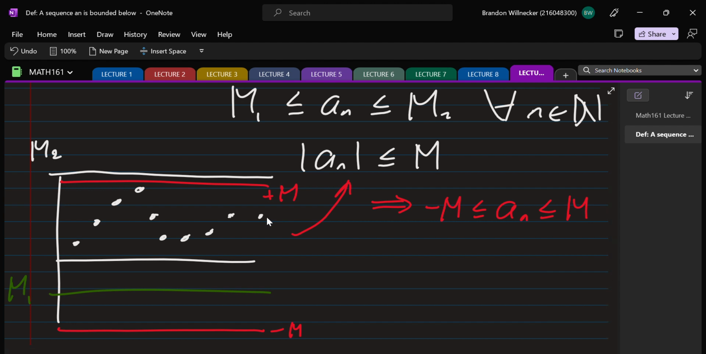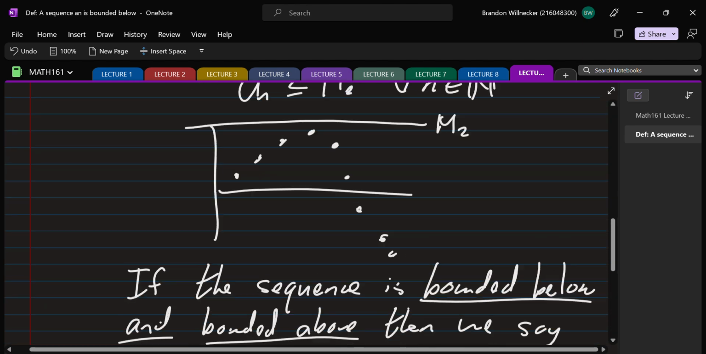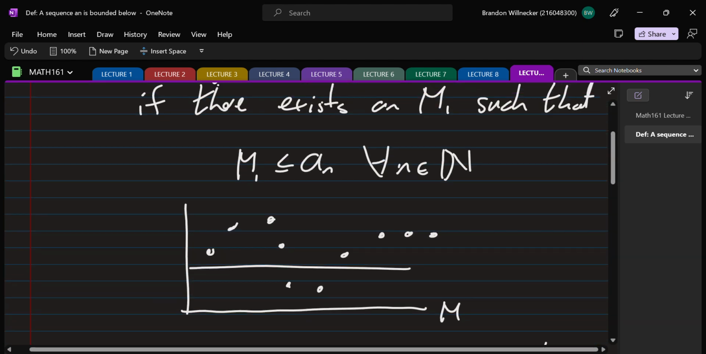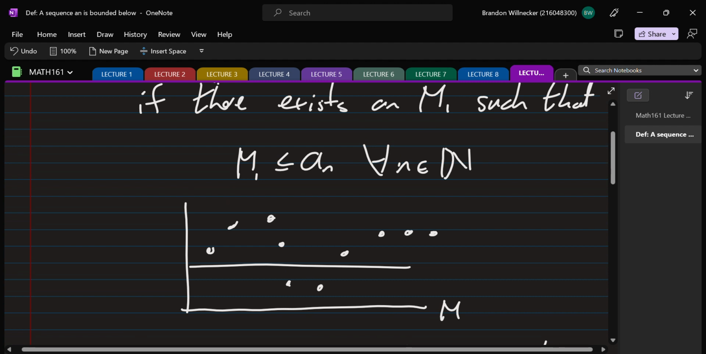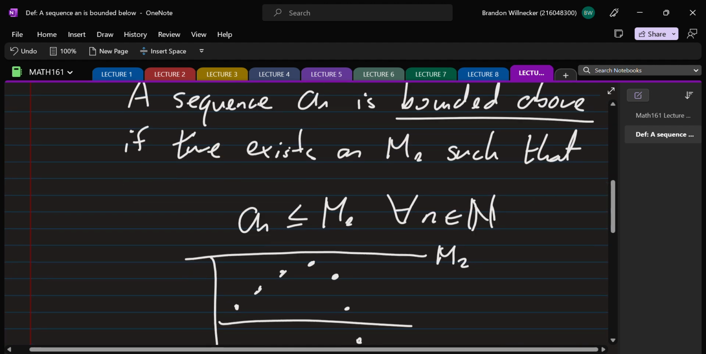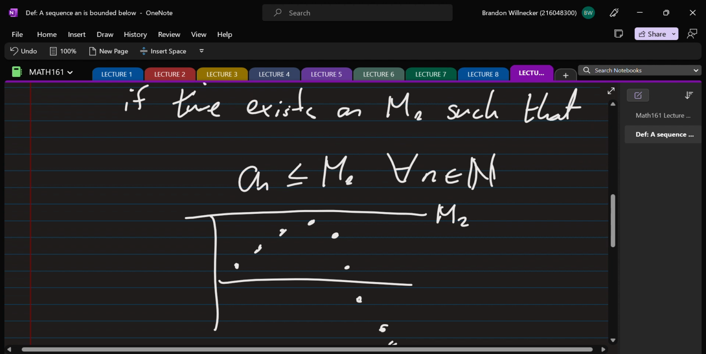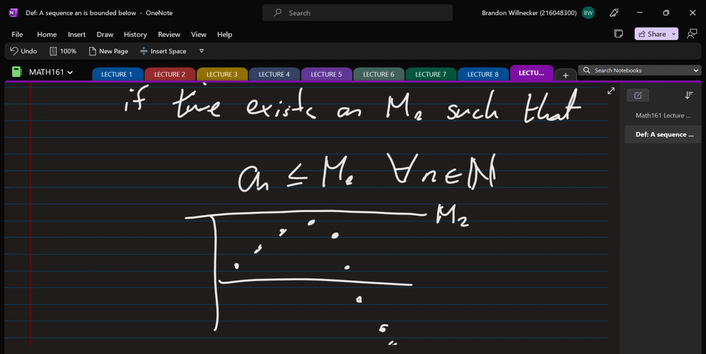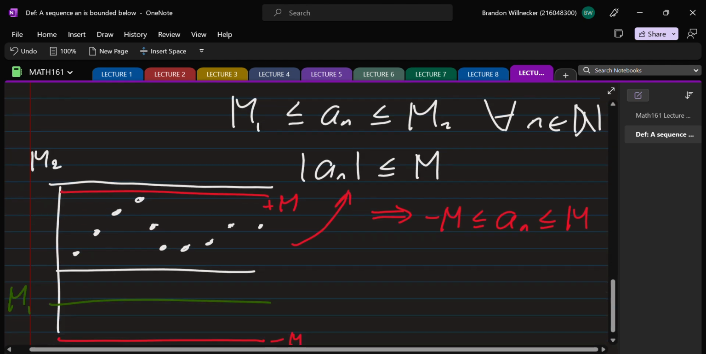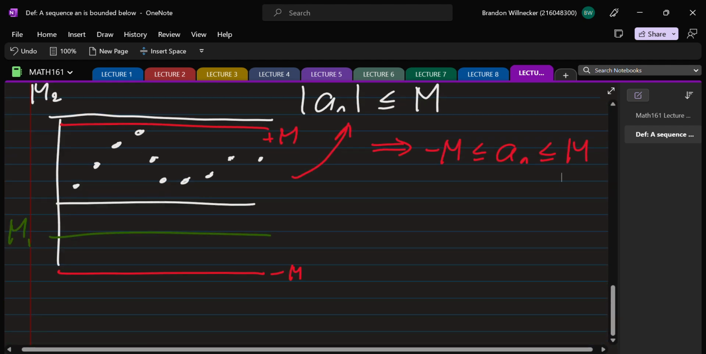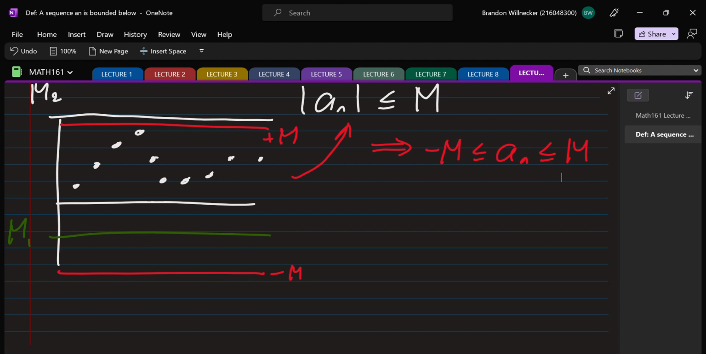So you can either find one value so that it's sandwiched between that, or we can find two different values. So maybe you find an M1 first to show that it's bounded below, then you find an M2 to show that it's bounded above. That's perfectly fine as well. So you can have two different bounds, a different lower bound and a different upper bound, or you can have one that's big enough to cover both of them. Any questions on that?